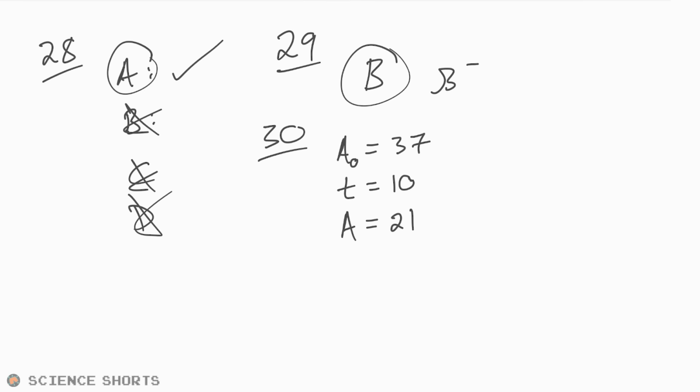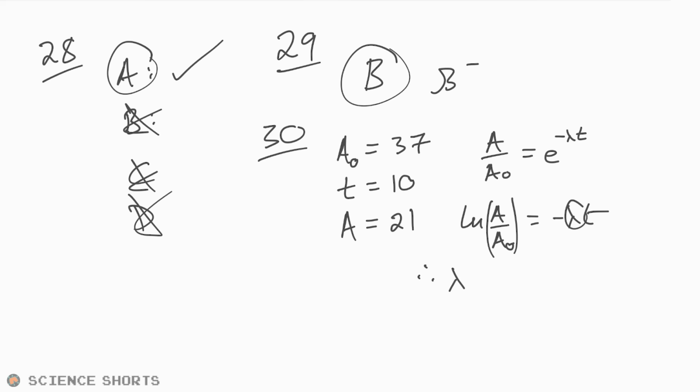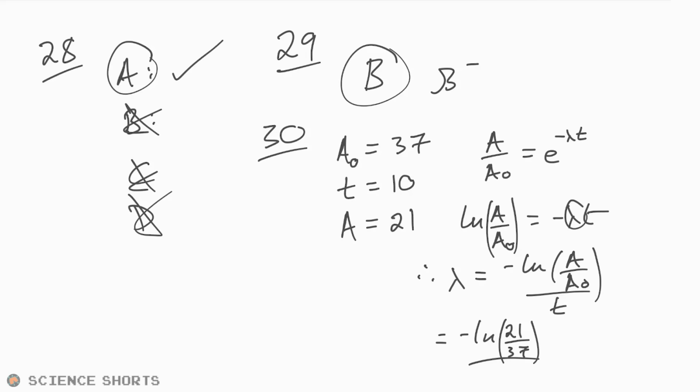Okay, so we are going to look for the decay constant. So we know A over A0 is equal to e to the minus lambda t. And so therefore we're going to log both of these. So we end up with log of A over A0 is equal to minus lambda t. We're looking for lambda, so lambda is going to be equal to minus log of all that over the time. And so that's going to be minus log of 21 over 37 divided by 10.